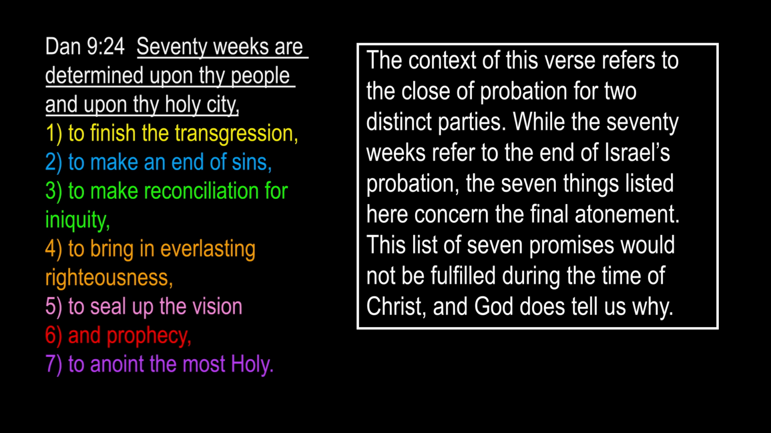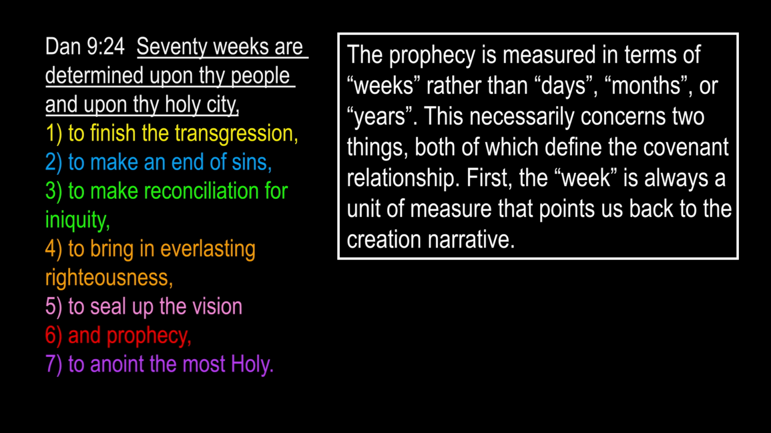The context of this verse refers to the close of probation for two distinct parties. While the 70 weeks refers to the end of Israel's probation, the 7 things listed here concern the final atonement. This list of 7 promises would not be fulfilled during the time of Christ's ministry, and God does tell us why. The prophecy is measured in terms of weeks rather than days, months, or years.